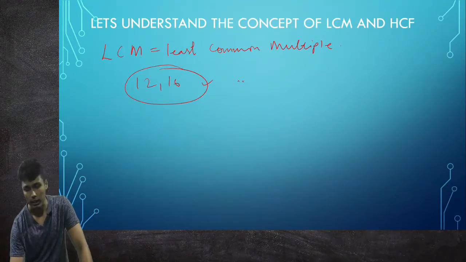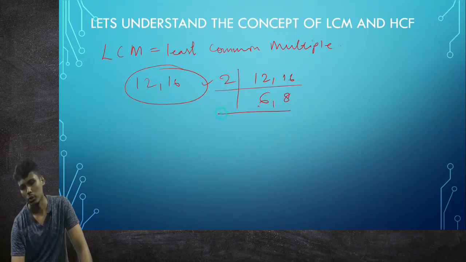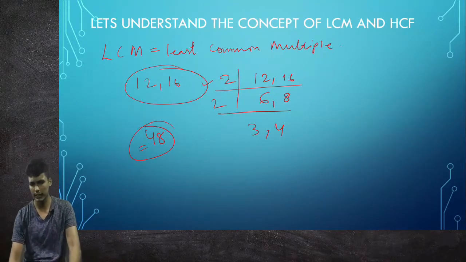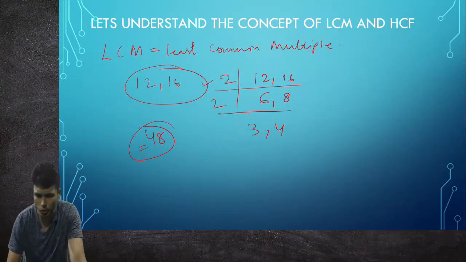Suppose we take 12 and 16 and do prime factorization. 2 sixes are 12, 2 eights are 16, 2 threes are 6, 2 fours are 8, 3 fours are 12, 12 times 2 is 24, 24 times 2 is 48, right? You know how to find the LCM. Let me explain what this 48 is.